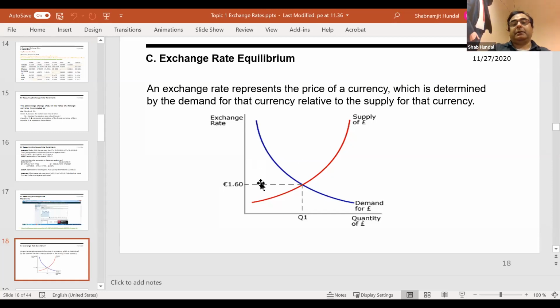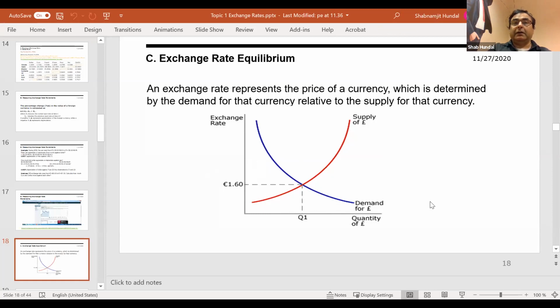On the contrary, if the pound is selling for 1.40, below, then the demand would be this much on the blue line, and the supply would be this much on the red line. And demand is more, supply is less.